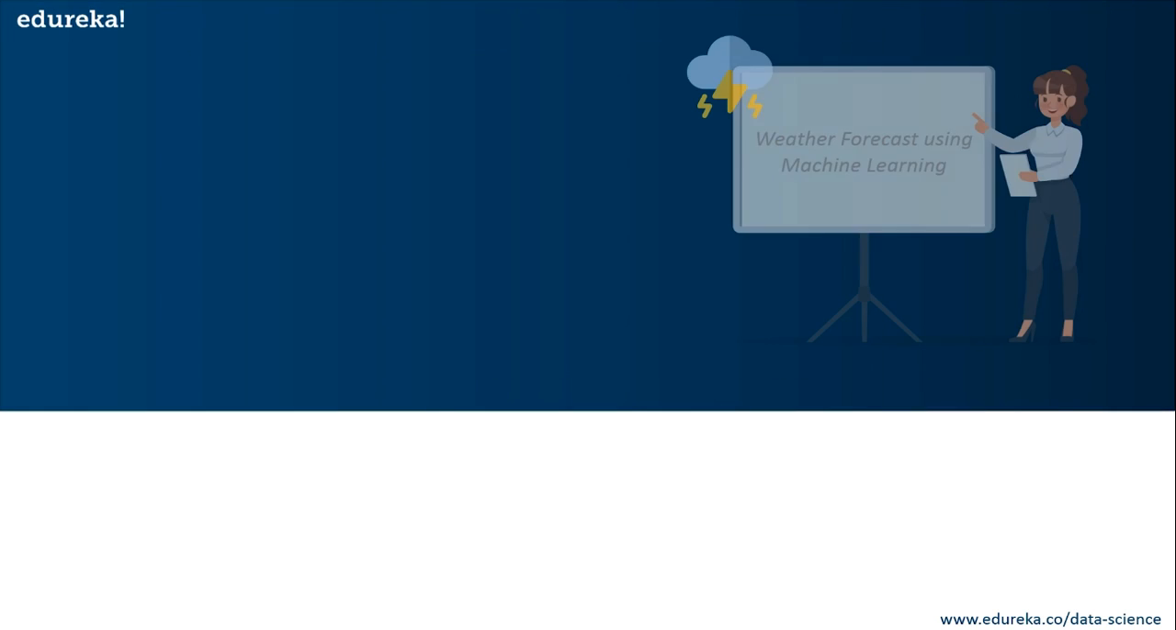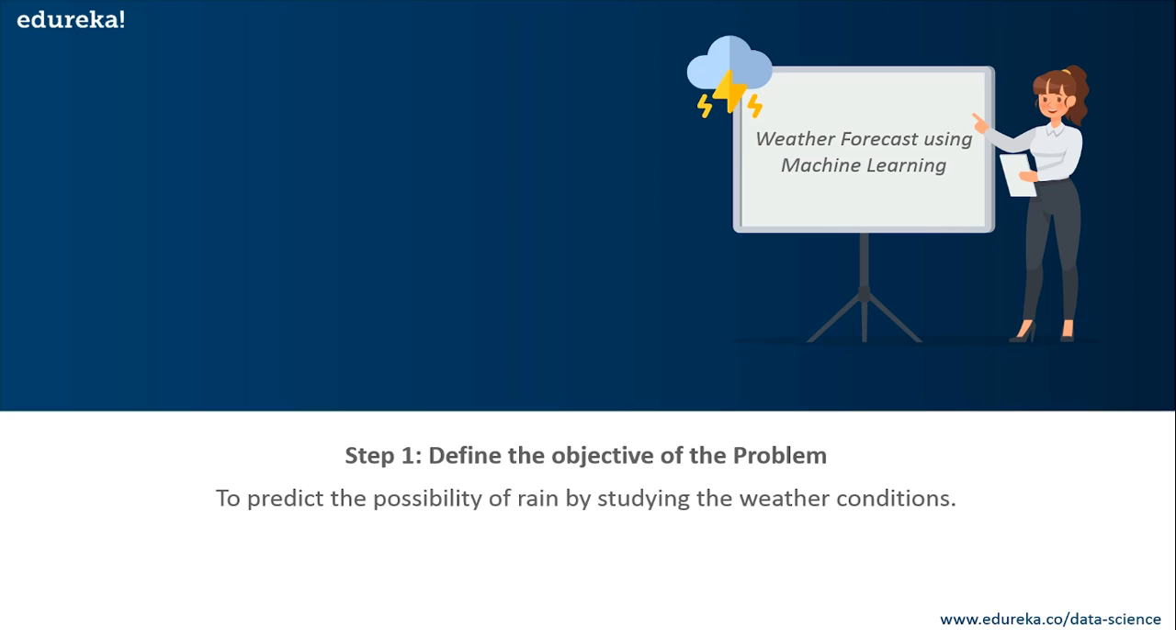Now let's try to understand this entire process with an example. So our problem statement here is to predict the possibility of rain by studying the weather conditions. So let's say that you're given a problem statement and you're asked to use a machine learning process to solve this problem statement. So let's get started. The first step is to define the objective of the problem statement. Our objective here is to predict the possibility of rain by studying the weather conditions.